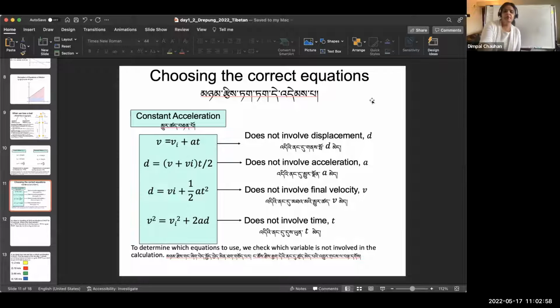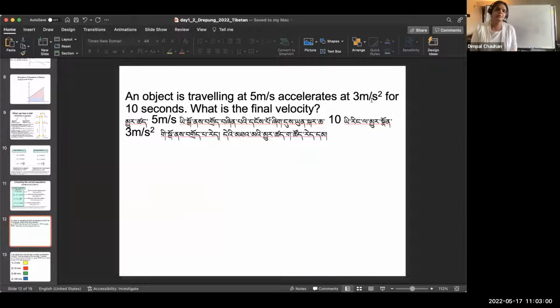So now we are going to do some physics problems, and I want you to start from the start, like what is given, what needs to be calculated, and which formula should we apply, and then we will go from there.